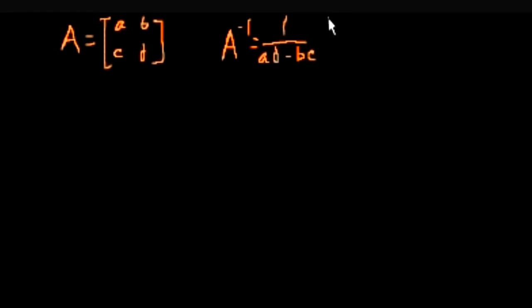And we're going to multiply that by, you switch the A and the D, you switch the top left and the bottom right. So you're left with D and A. And you make the bottom left and the top right negative. So minus C and minus B.